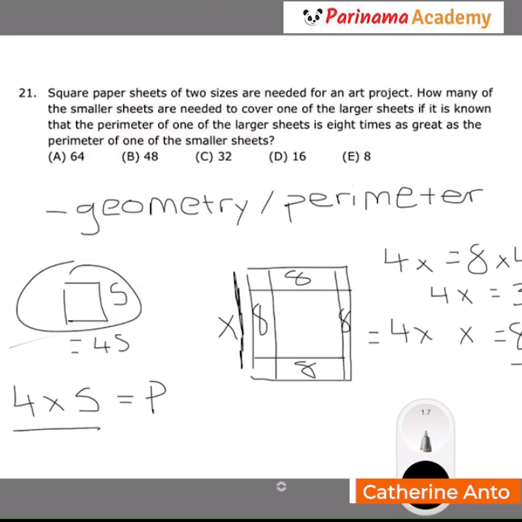So to find the area, you do 8 times 8, which is equal to 64. So you would need 64 smaller sheets to fit into the bigger sheet, making A the answer.